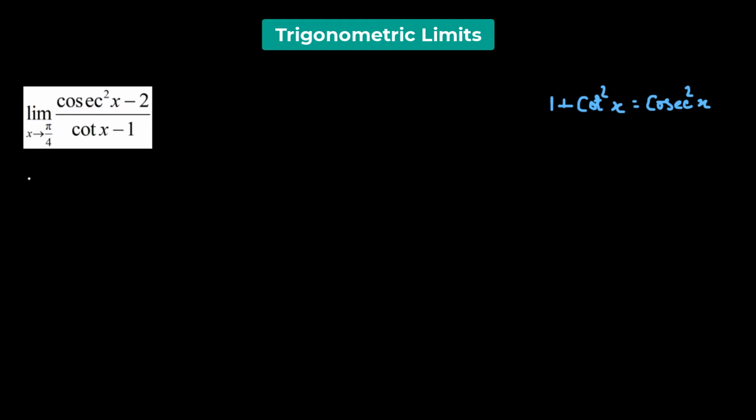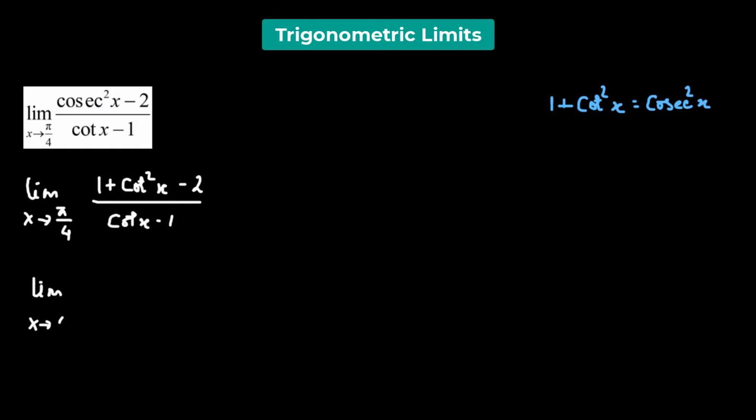So we have the limit as x approaches pi over 4. So cosec squared x will become 1 plus cot squared x, minus 2, divided by cot x minus 1. Limit as x approaches pi over 4. So we have cot squared x minus 1 divided by cot of x minus 1.